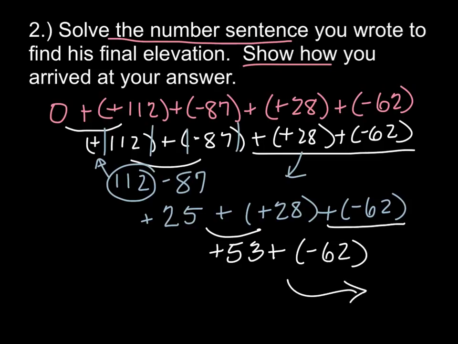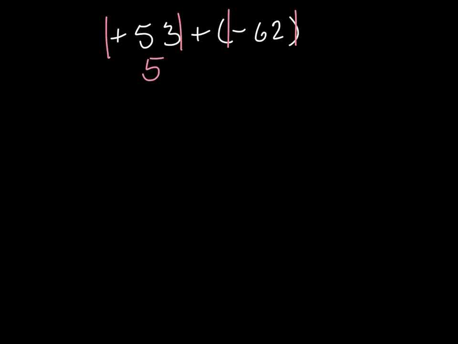Now I'm actually just going to go on to the next page to give myself more room. So the last part of my problem is positive 53 plus negative 62. Now I've got integers with different signs. The signs are different. I know I need to find the difference of those absolute values. So I've got 53 and 62. The difference means I'm subtracting, so I'm actually just going to switch the order around so it's easier to see.